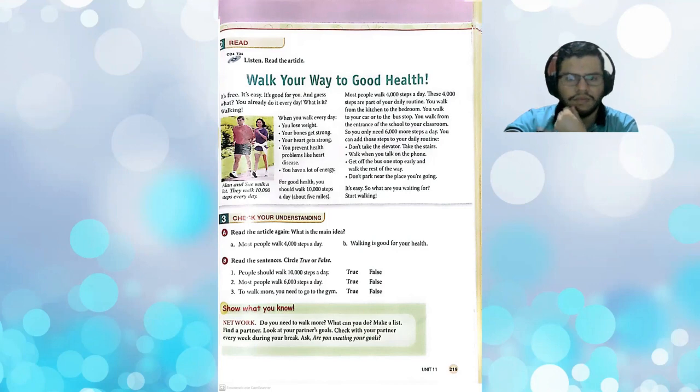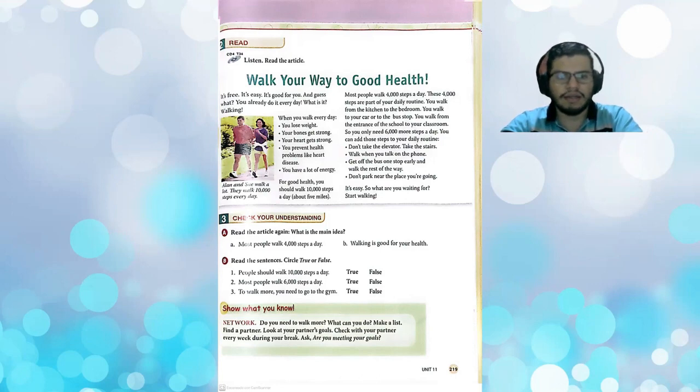You walk from the kitchen to the bedroom. You walk to your car or to the bus stop. You walk from the entrance of the school to your classroom. So you only need 6,000 more steps a day. You can add those steps to your daily routine. Don't take the elevator. Take the stairs. Walk when you talk on the phone. Get off the bus one stop early and walk the rest of the way. Don't park near the place you're going. It's easy. So what are you waiting for? Start walking. Check your understanding.